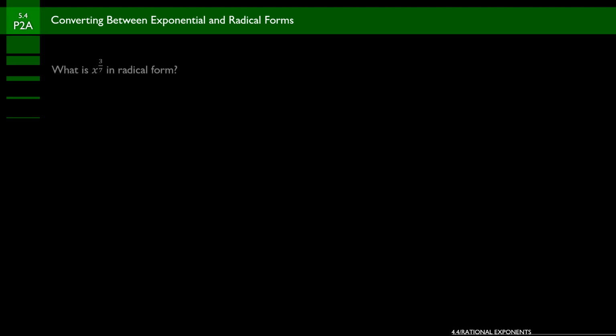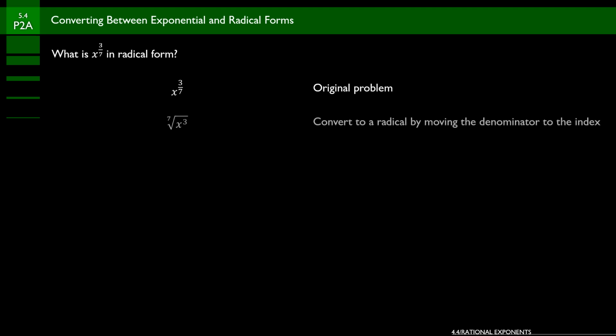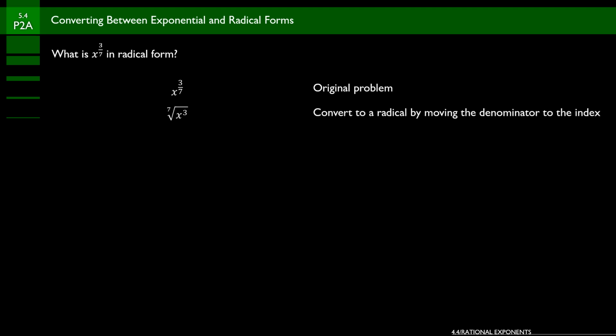So in problem number 2a, what is x to the 3/7 in radical form? Take that 7 out and put it into the index, and we're left with the 7th root of x cubed. There's nothing we can do with that, so we leave it there.